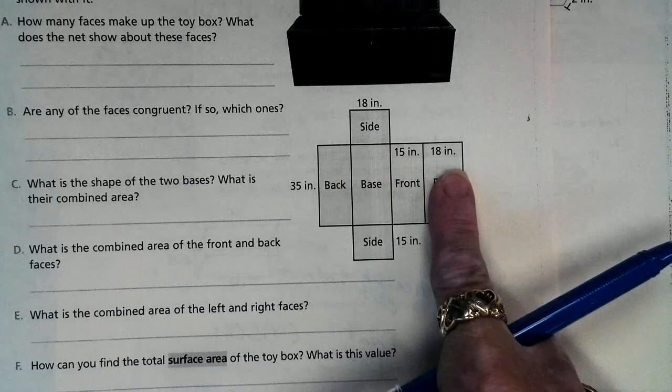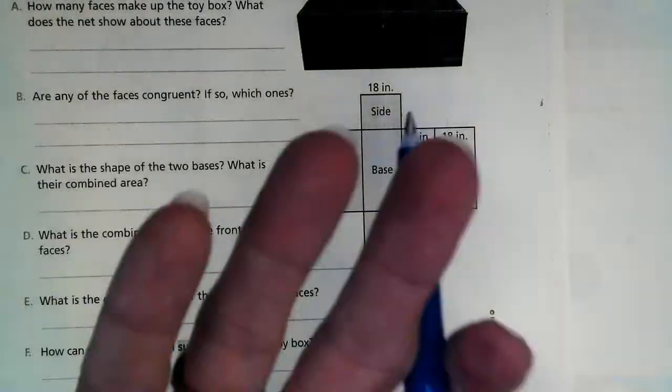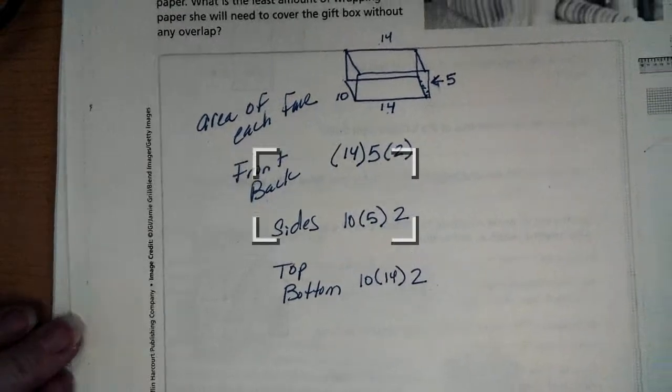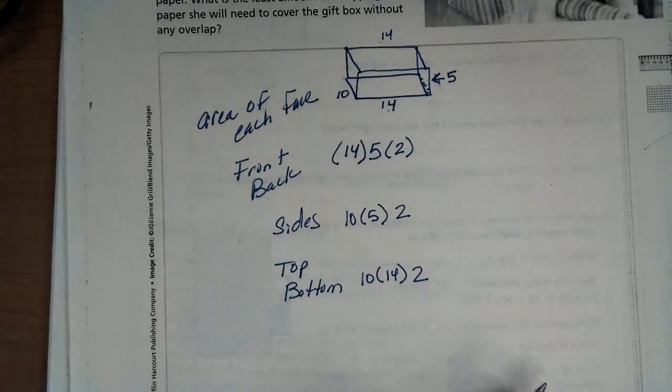So anytime I take a 3-dimensional figure and I open it up, it will give me a net. Okay? So some people find it easier to use a net. Some people find it easier to just use the formula. I find it easier to use the formula because I've been doing it for years and I just know the formulas. So whatever's easier for you, that's what you would do.